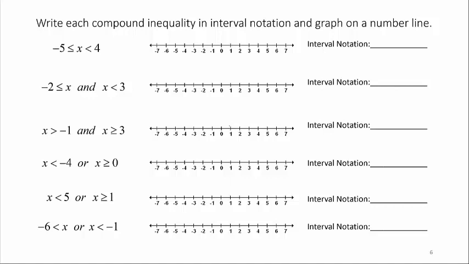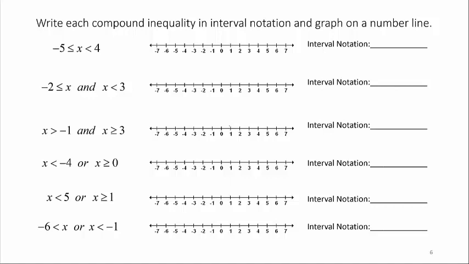Even though that's written as a three-part inequality, it's really an and statement, right? -5 less than or equal to x, and x less than 4. But on the number line, it's really easy to see when it's written as a three-part inequality that x is between -5 and 4, right?